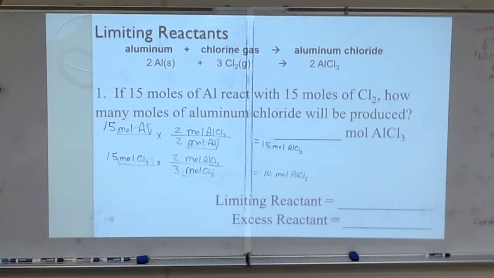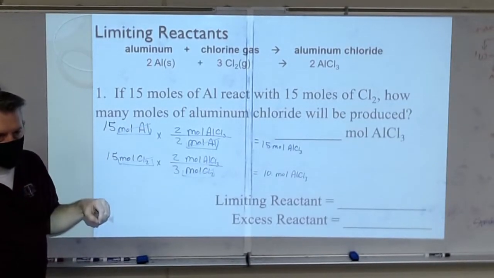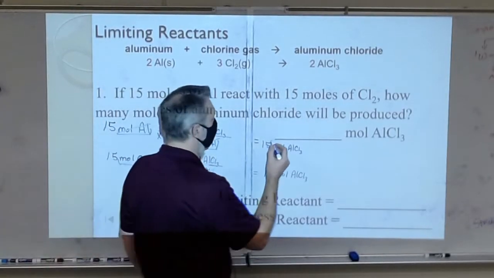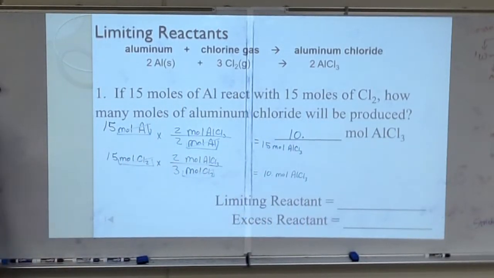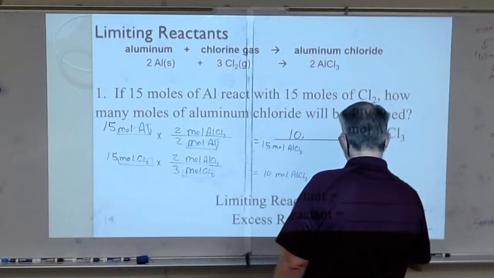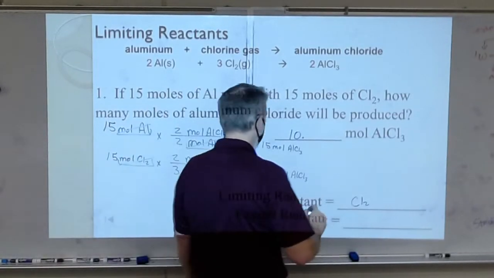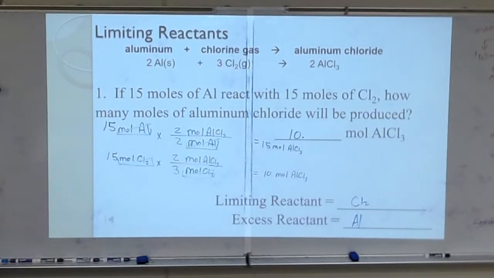Which one of those is smallest? 10. So given 15 moles of aluminum and 15 moles of chlorine, the most aluminum chloride I could possibly make is 10 moles of aluminum chloride. So what do I run out of first? Chlorine. So chlorine is my limiting reactant. What am I going to have extra of? My excess reactant is aluminum.